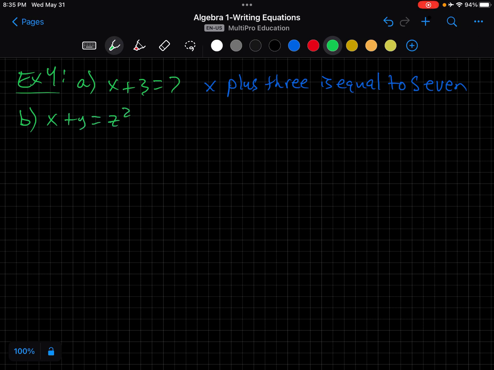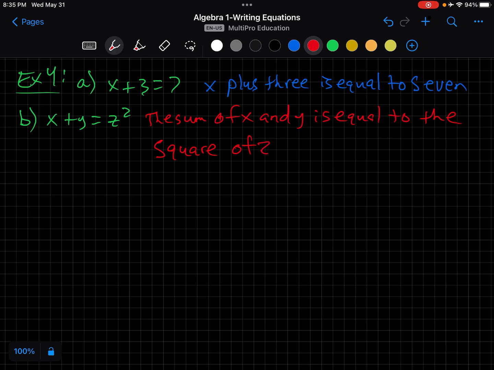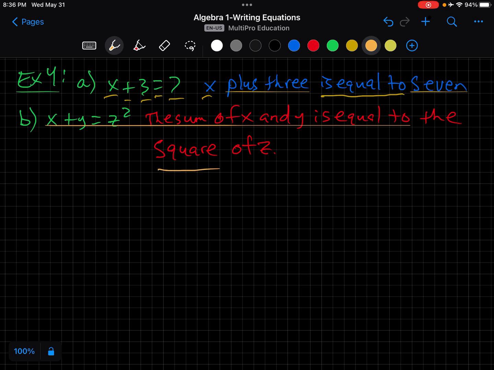All right, let's look at another one here. Let's have x plus y is equal to z squared. Okay? The sum of x and y is equal to the square of z, right? Let's go back and dissect these. So we got x plus 3 is equal to 7. Okay? Let's dissect this one. The sum of x and y is equal to z squared, the square of z. Okay?